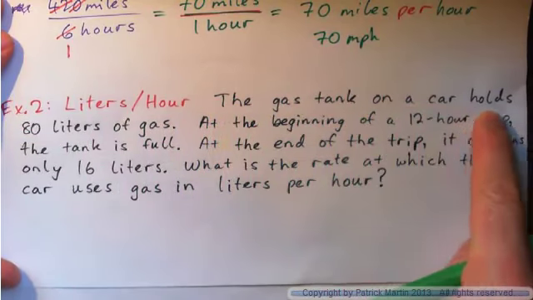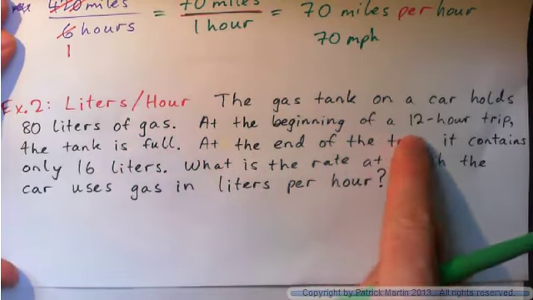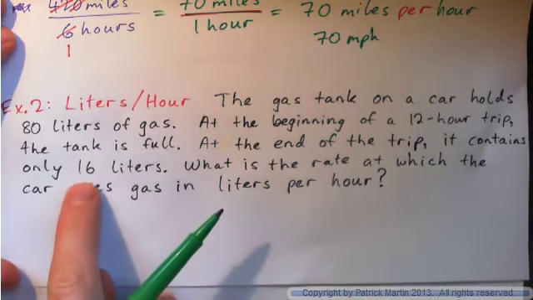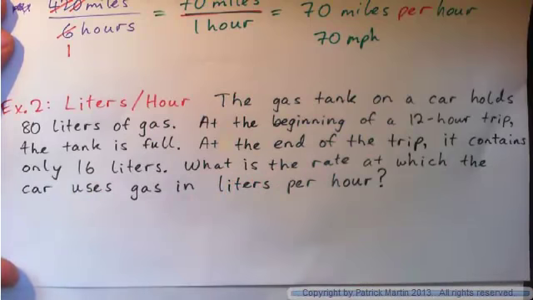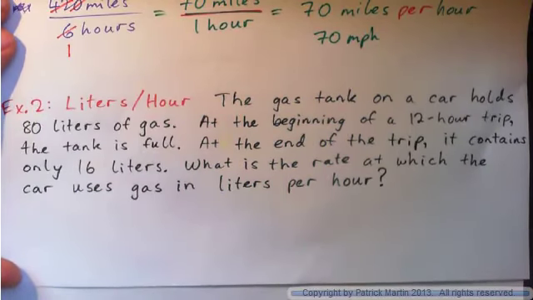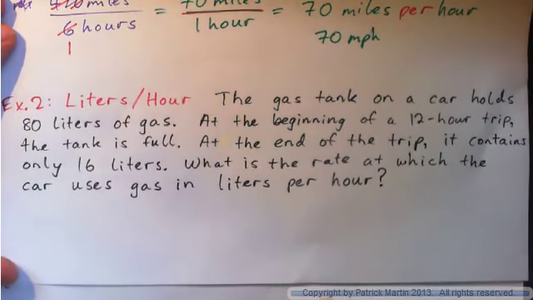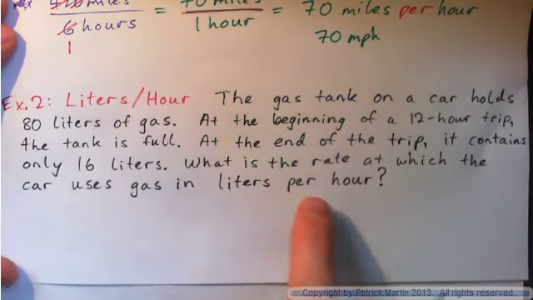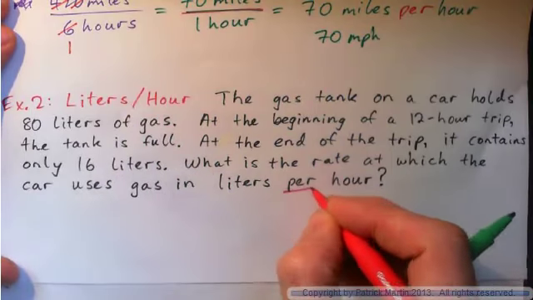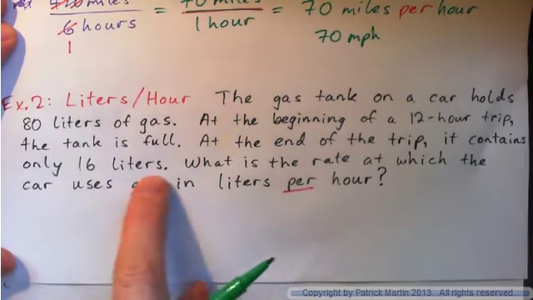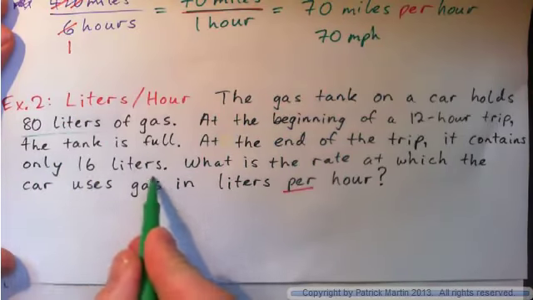Okay, example 2, liters per hour. The gas tank on a car holds 80 liters of gas. At the beginning of a 12-hour trip, the tank is full. At the end of the trip, it contains only 16 liters. What is the rate at which the car uses gas in liters per hour? Okay, so we've got to have liters divided by hours because it says liters per hour. How many liters? 80, 16. What do we have to do?